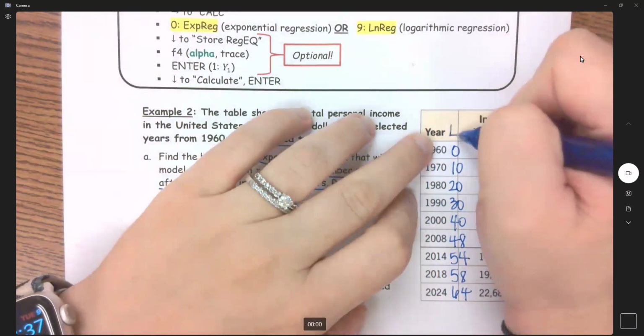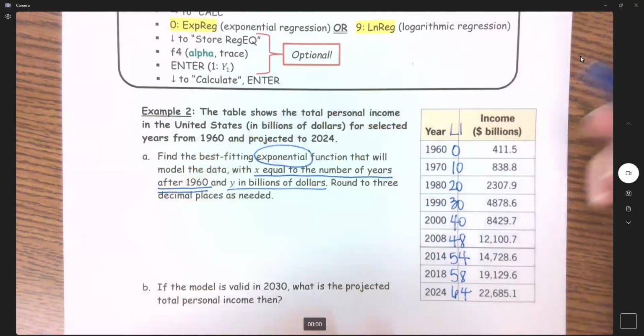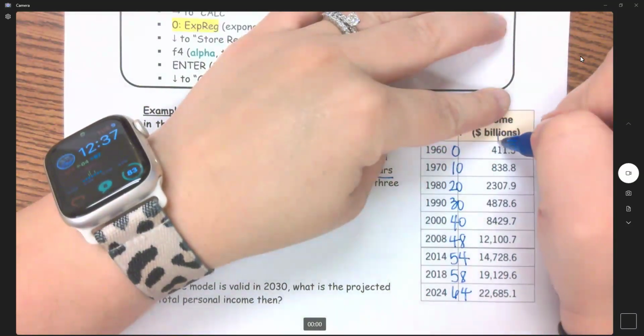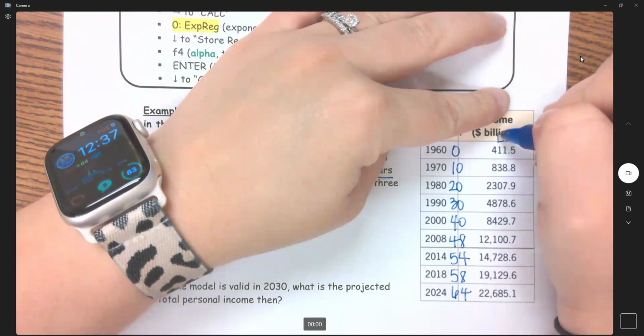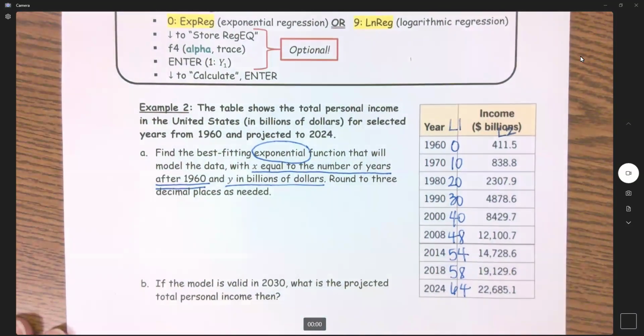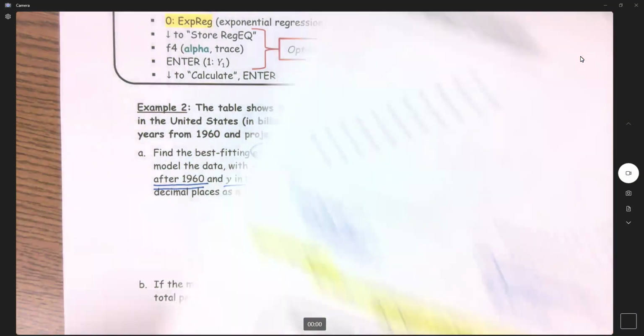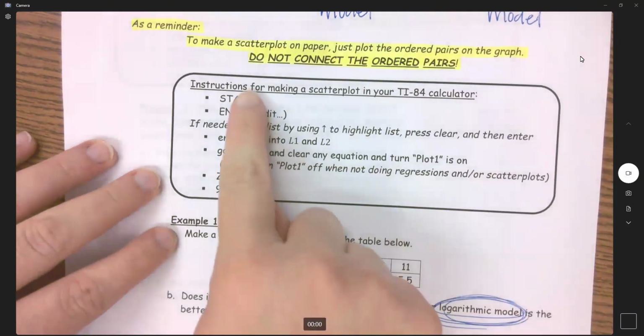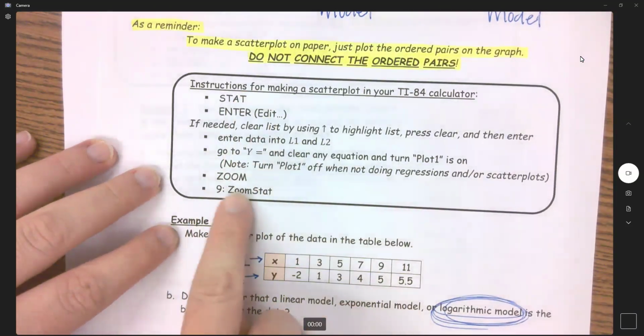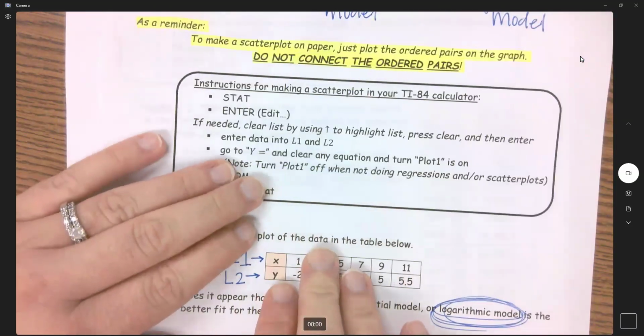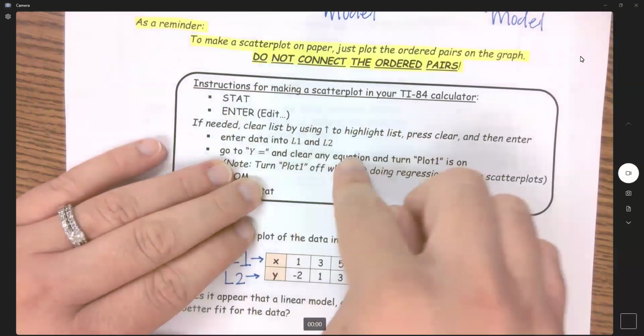So here is my L1. And then here is my L2. Now, I'm not going to make a scatter plot. I just want the regression, but I do need some of these steps to make a scatter plot. I still need to enter it in. I will just stop at that zoom 9. So I'm not going to do that, but I am going to do the rest of this here.